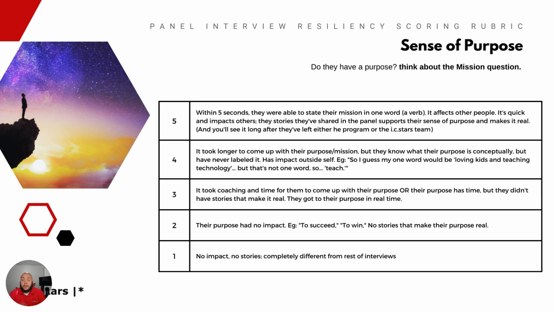There'll be twos, right? If that person scores a two, it's because they say, my mission is to succeed, to win, with no stories that make it real. So when you ask, why were you placed on this planet, it's like, I was here to succeed because I want to make all the money I can. And even if it's making all the money they can, did they even talk about how that will impact others around them, or is it just centered around themselves, right?